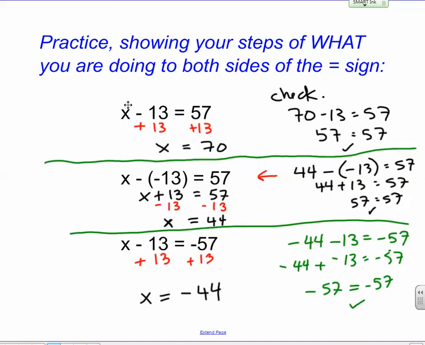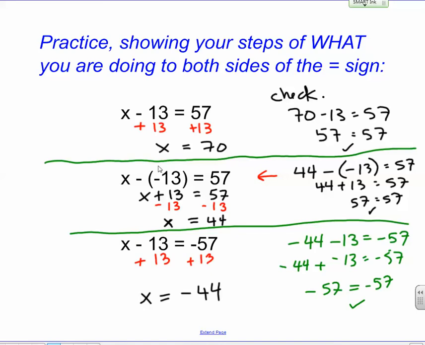Okay, then we practiced some with subtraction. So if I have some money and I spend 13 euros and I'm left with 57 euros, to find out how much I started with, just think about what you would do. You would just add 13 to 57. Well, algebraically, you do the same thing, but you've got to maintain balance in this equation. So I add 13 to both sides. Negative 13 plus 13, they're opposites. That's 0. So on the left side I have x, and on the right side I have 70. Show your check. 70 minus 13 is 57. And I just bring down the right side, and I prove that the left side is equal to the right side.